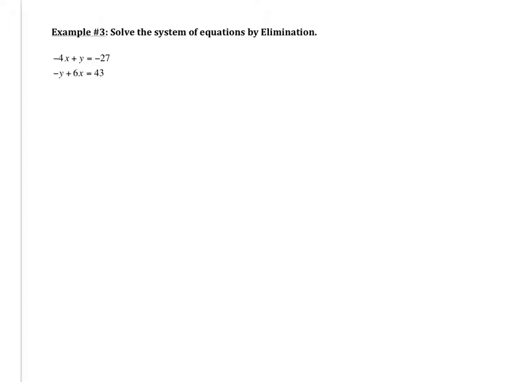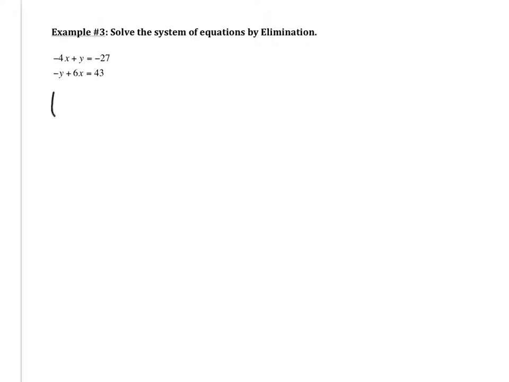Moving on to example number 3, still solving the system of equations by elimination. So again, first step is to make sure everything's lined up. If you notice here, the x and the y are on top of each other and the y and the x are on top of each other. The equal signs and the constant terms are okay, but I need to flip one of these around. So in my opinion, it would just be easier to flip around the second equation.